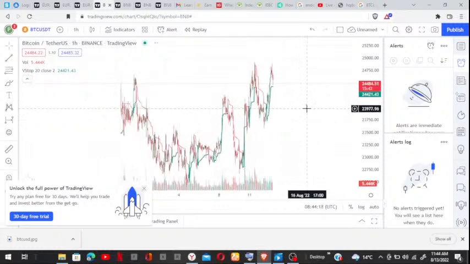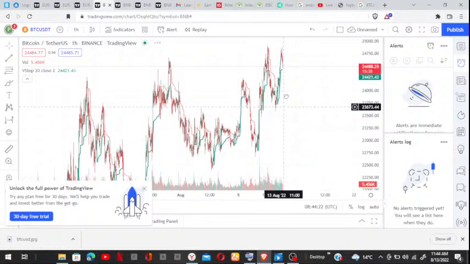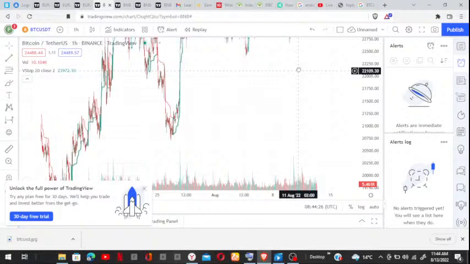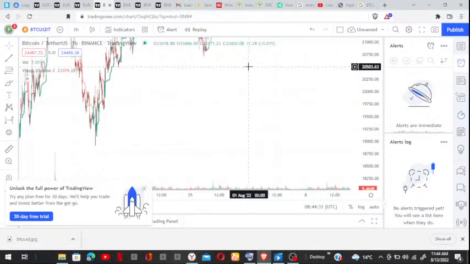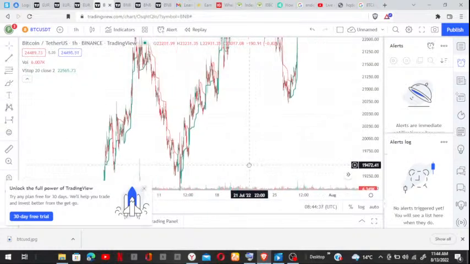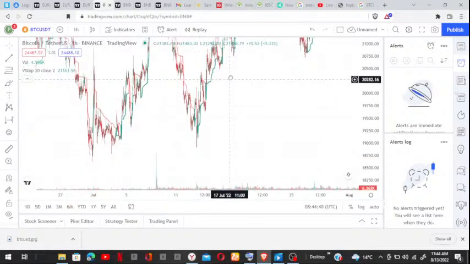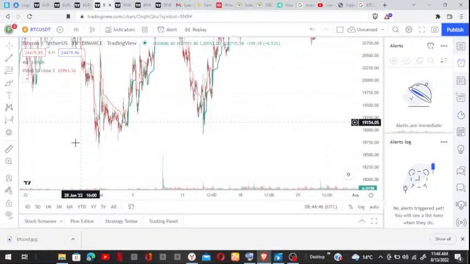I believe over the past few weeks, roughly a month, Bitcoin has been going up. It has been increasing. Yeah, it has been going up. You can see I'm using the free option, so you can see this was the lowest point that this Bitcoin reached.